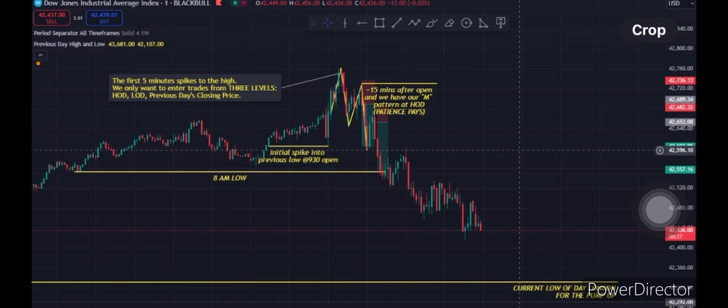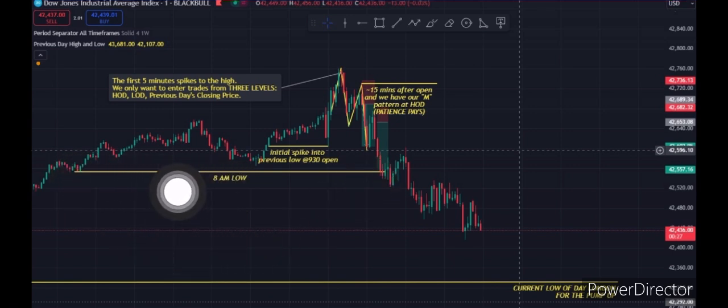Now, when I'm trading, I don't have all of these markups on my chart, okay? There's nothing on my charts. I have marked these up for you just so you can see, but this is the current low of the day from London, and this is where we began sort of the pump up, okay, into the New York session.